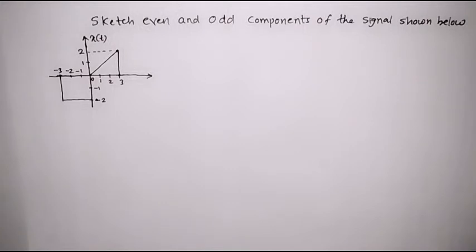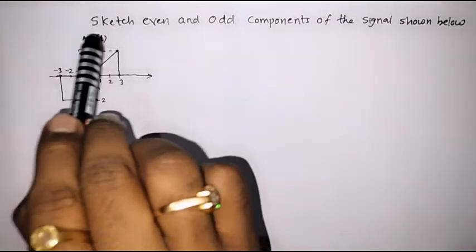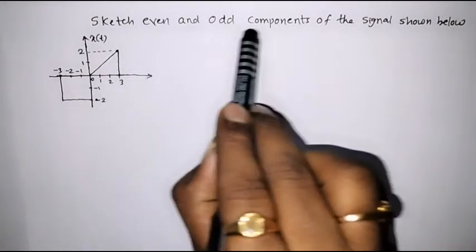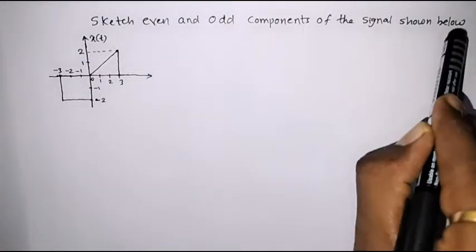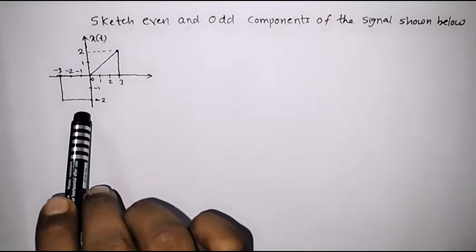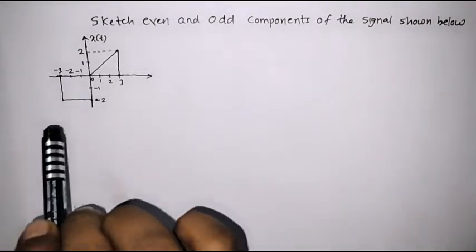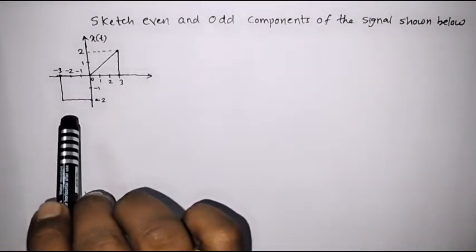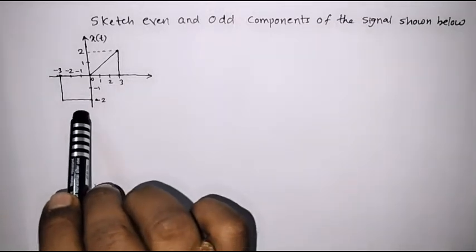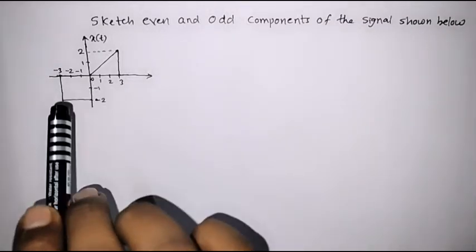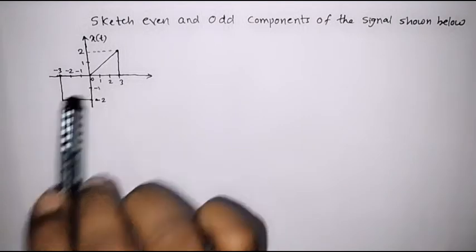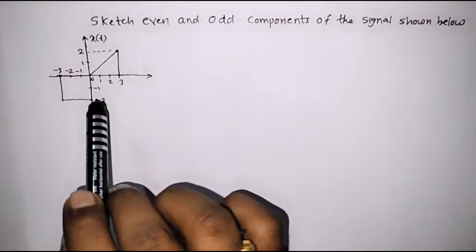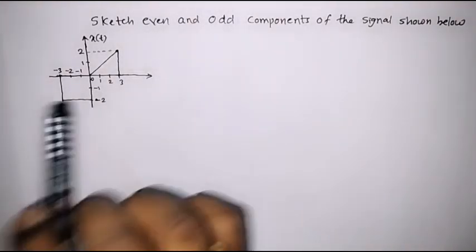Let's take one example on even and odd components. Sketch even and odd components of the signal shown below. This is the given signal x of t. We are supposed to draw the even component of this signal x of t and the odd component of this signal x of t. Let's try to draw the even component of this signal.